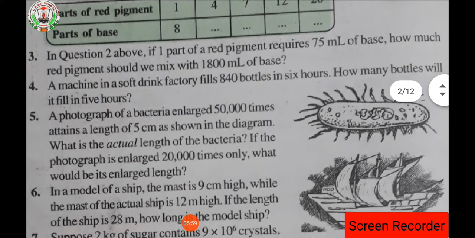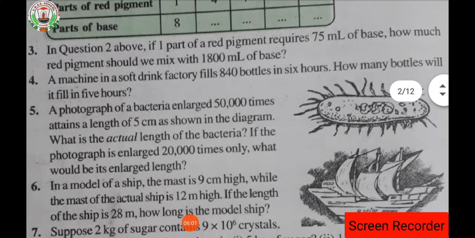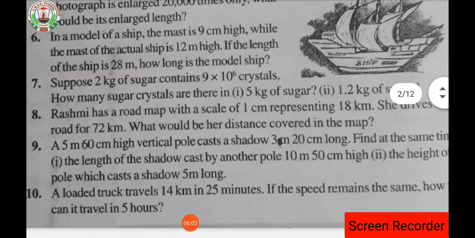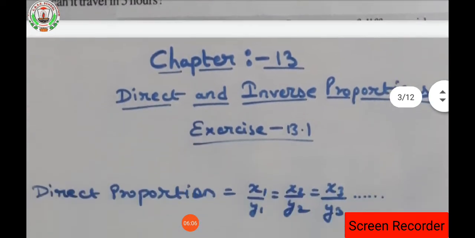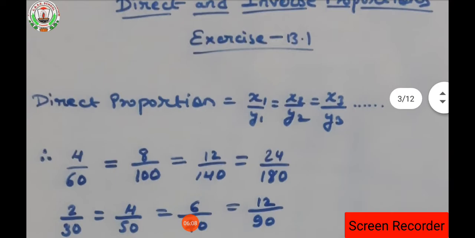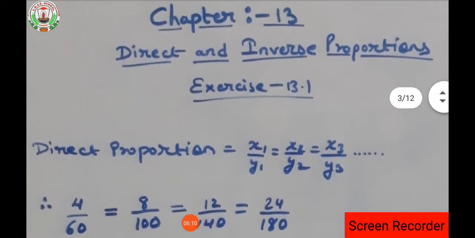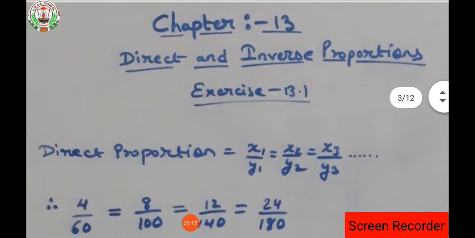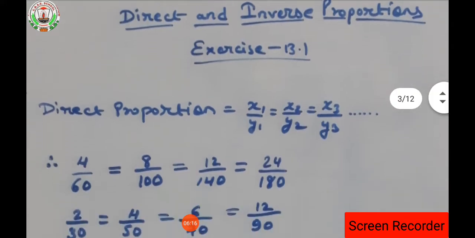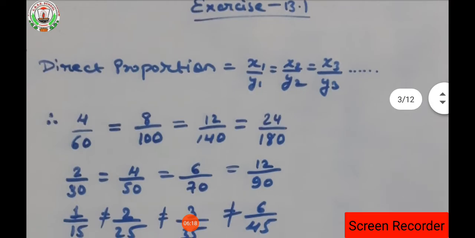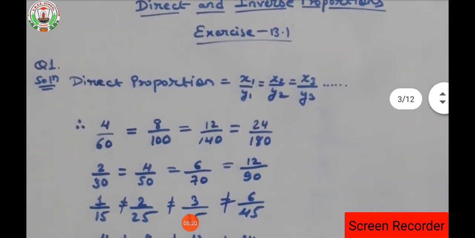Students, when we find the values one by one, only then will you know how to solve the questions. So here are some questions given. Let's see the solutions directly. What is the question for Chapter 13, Direct and Inverse Proportion, Exercise 13.1? Here is the first question's solution.